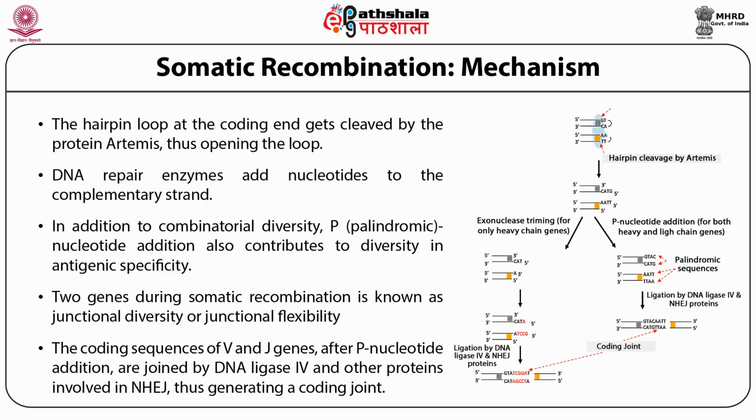So what happens in case of a heavy chain? In heavy chains, besides p-nucleotide addition, the rearrangements involve two more mechanisms. The first one is exonuclease trimming and the second one is N-nucleotide addition. Exonuclease trimming involves cutting of nucleotides at the 3' end. N-nucleotide addition refers to non-templated addition of nucleotides to the 3' end of the coding sequences. This process is catalyzed by the enzyme known as terminal deoxynucleotidyl transferase, or TDT in short.